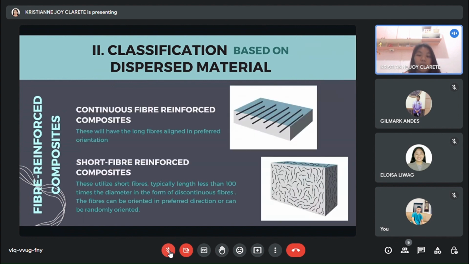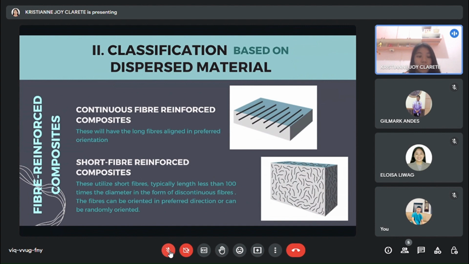Under this are the continuous fiber reinforced composites and short fiber reinforced composites. It is easy to distinguish the two because when we say fiber, it is a thin strand that in this case is reinforced to become stronger. Now in continuous fiber reinforced composites, the thin thread is cut only long enough to fit in the matrix in an aligned orientation. So it can be used in structures and is now also used in 3D printing.